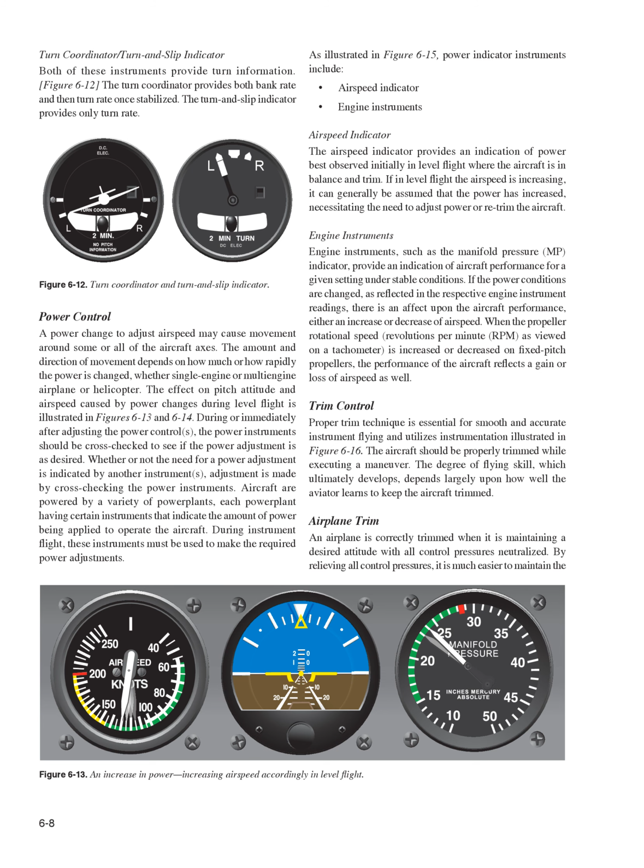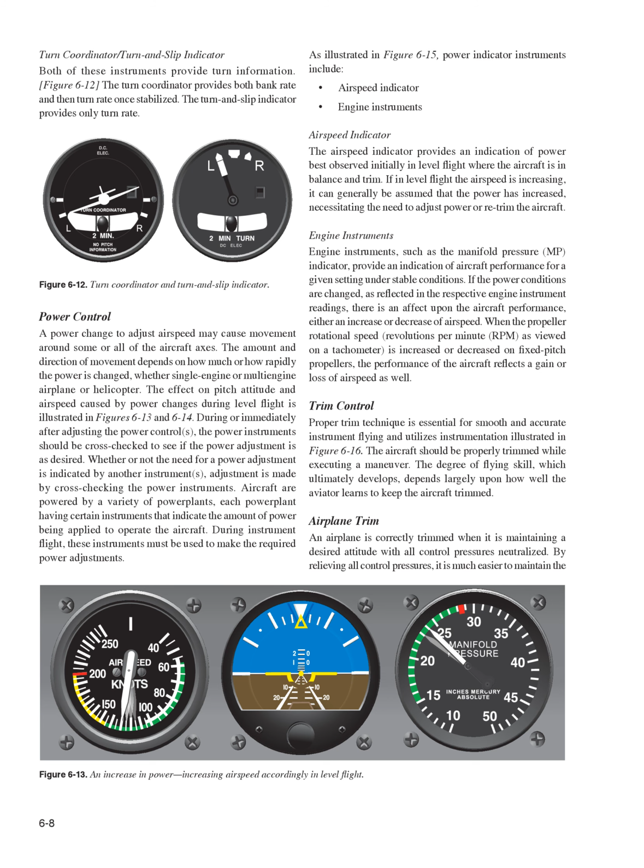During or immediately after adjusting the power controls, the power instruments should be cross-checked to see if the power adjustment is as desired. Whether or not the need for a power adjustment is indicated by another instrument, adjustment is made by cross-checking the power instruments. Aircraft are powered by a variety of power plants, each having certain instruments that indicate the amount of power being applied to operate the aircraft. During instrument flight, these instruments must be used to make the required power adjustments.